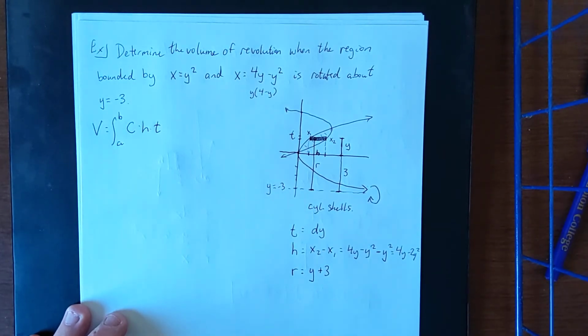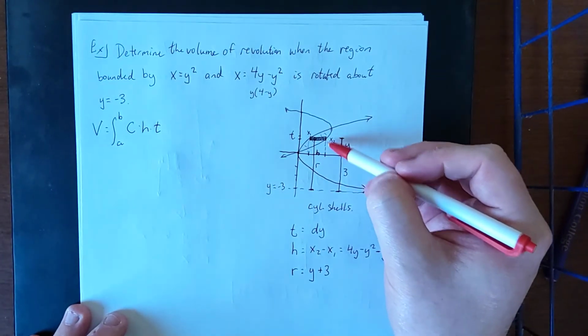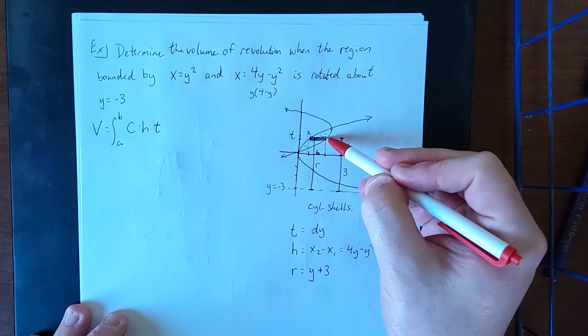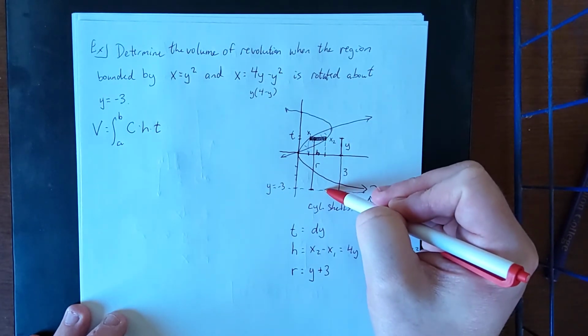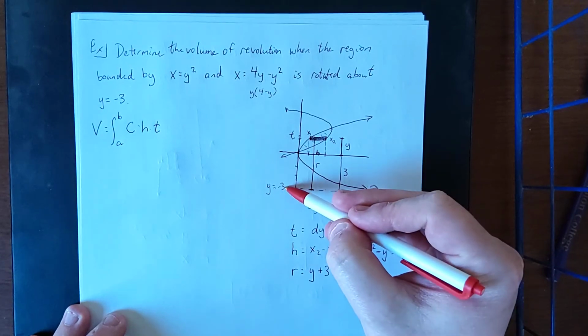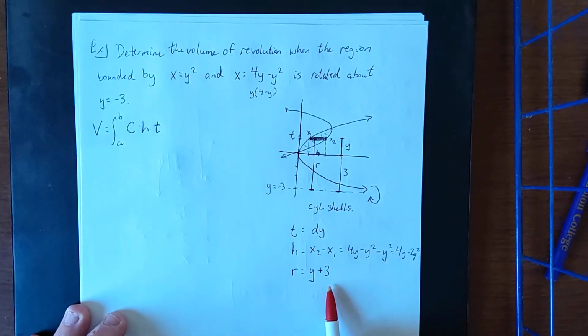The alternative way to think about this is that if you're doing a change in y like this, you should see the top y minus the bottom y. So y minus negative 3, which will give you the same y plus 3 as what we see here.